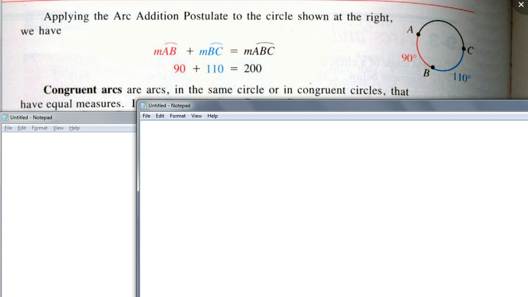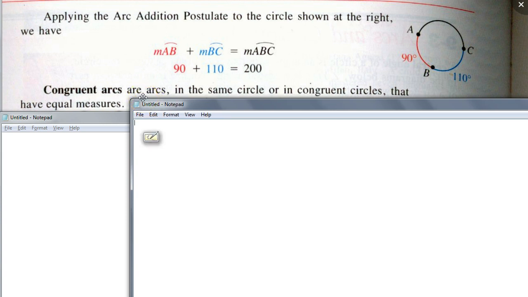Why can't we just say congruent arcs are arcs that have equal measures? Why do we need to include the same circle or in congruent circles? By the way, in math, do they add things that are not necessary? No. They never do that, okay? They try to make it as simple as possible, but they don't leave anything out. So why do you think we need that? I want you to discuss that with your group because this is very important. Go ahead. Why do you think we have to have that in there?